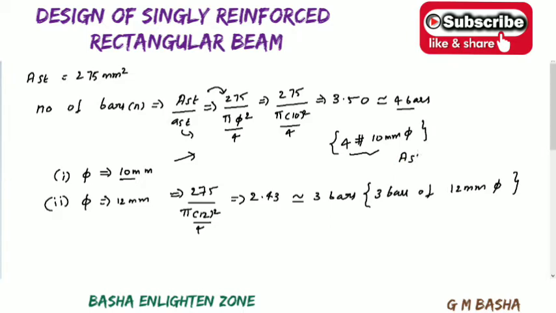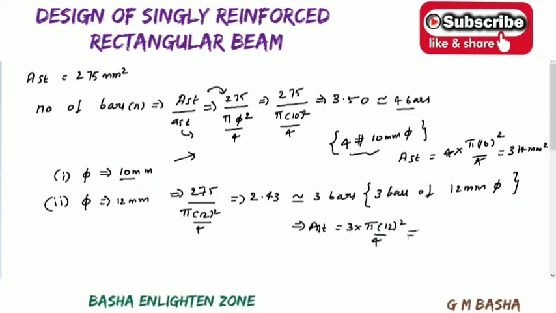So area of the steel will be equal to 4 into pi d square by 4. So 4 and 4 will be cancelled, pi 10 square, so pi into 100. So that one will be equal to 314 mm square. And again here, area of the steel will be equal to 3 into pi d square by 4.